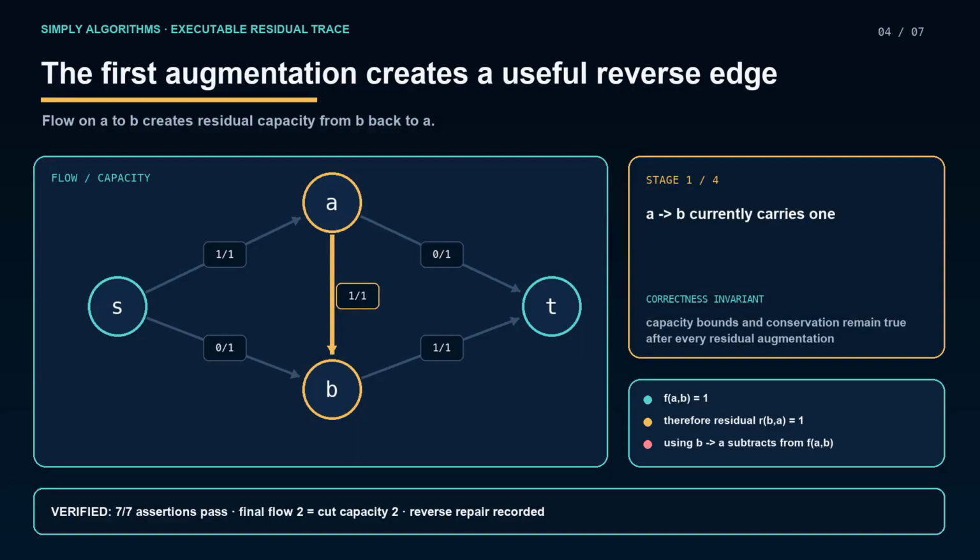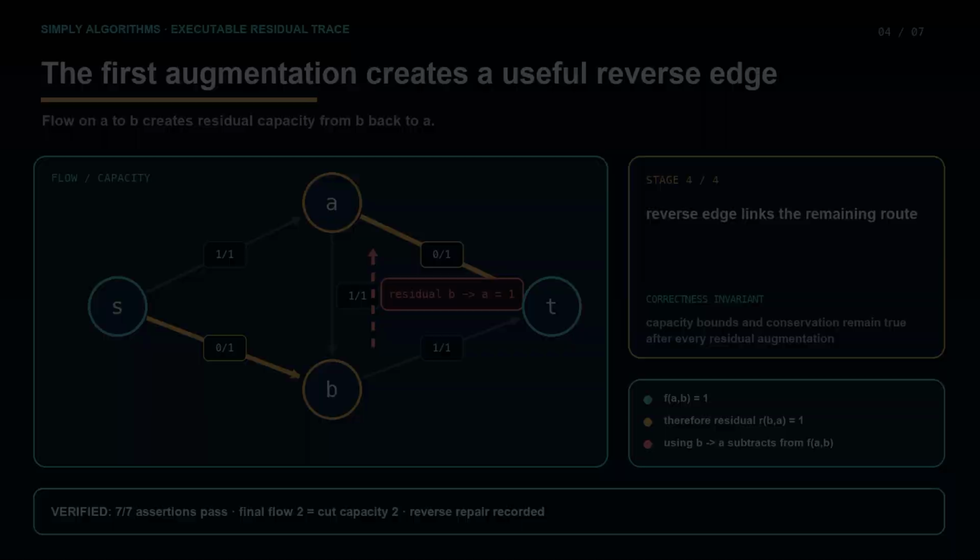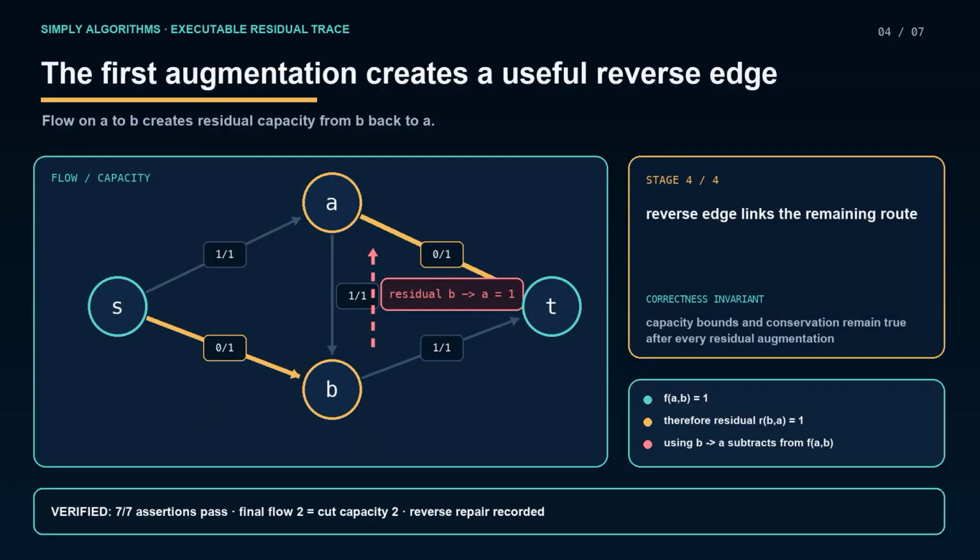After the first augmentation, the forward middle edge has no unused capacity. But because it carries 1 unit, the residual graph contains B2A with capacity 1. That reverse edge does not violate the original network direction. It represents permission to subtract 1 unit from the earlier A to B decision.